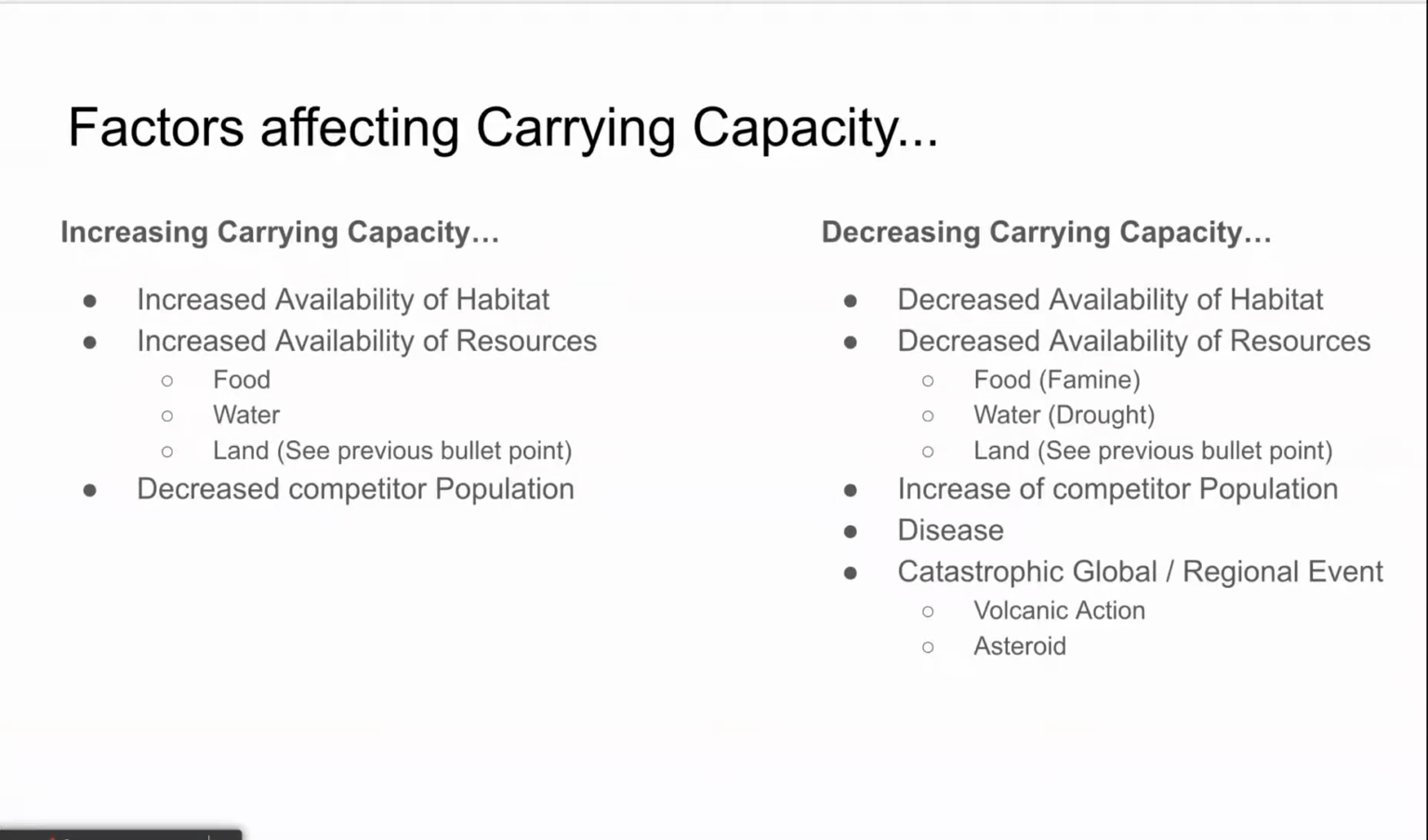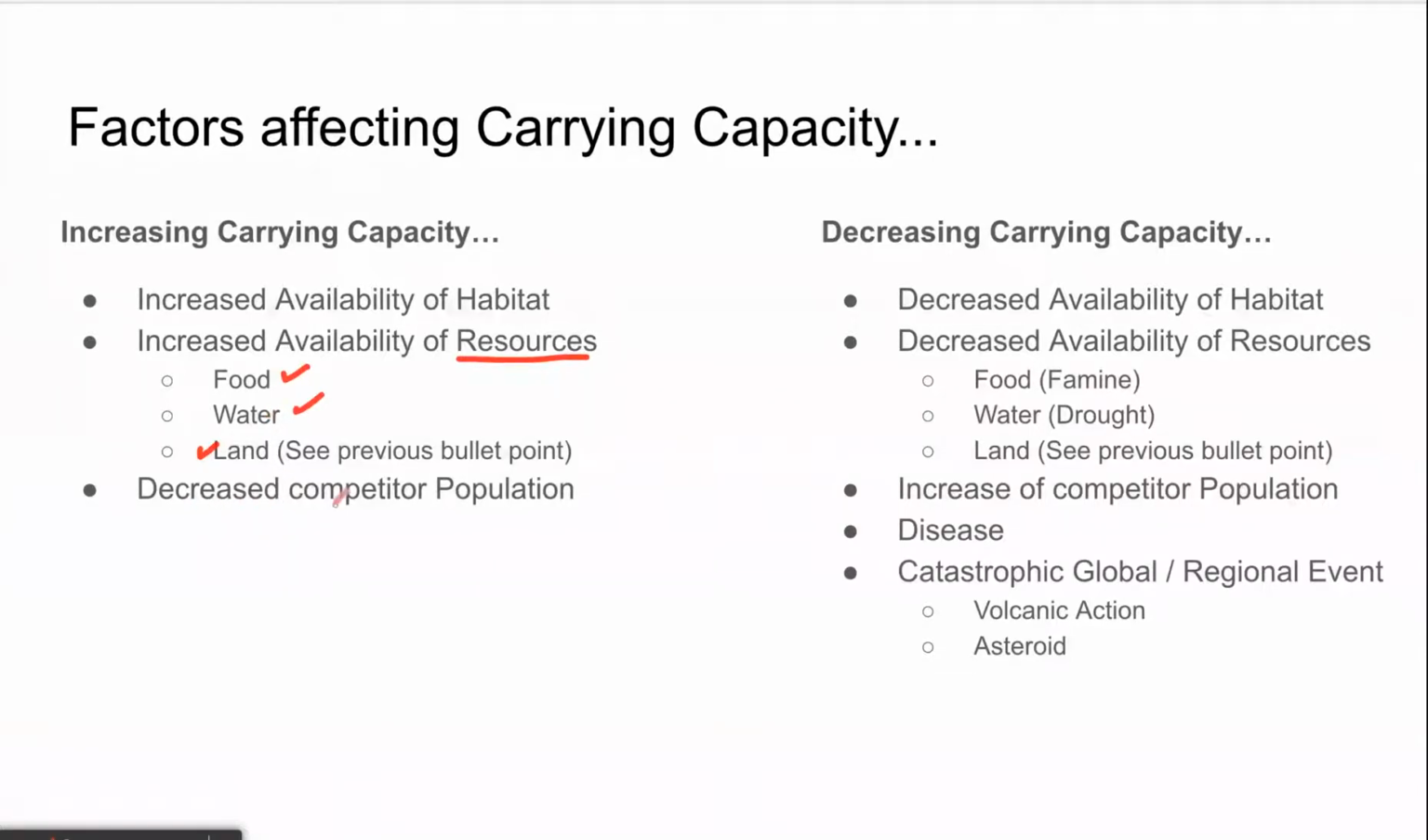It really gets down to resources, because land could be a resource. So, do you have food? Do you have water? Do you have land to mate in? And so those things will increase the carrying capacity. If it's a really good year for food and water, lots and lots of rain, lots and lots of things to eat, then you're going to be able to reproduce more, and more of your offspring are going to survive.